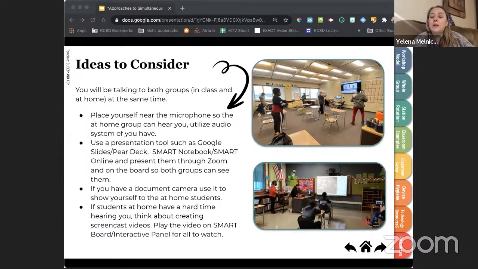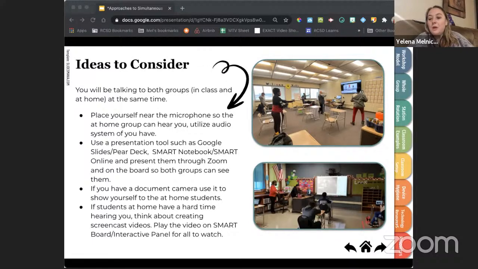But here, what's nice is you can see that the students at home are not only seeing the teacher, but they're seeing the entire class. And then they feel like they're part of the class. And honestly, I'd bet that they'll feel more engaged. And I'm curious to see if more students will actually turn on their cameras, because now they're seeing more of the students in the class on cameras as well. So that's just a nice way of seeing how whole group instruction could look.